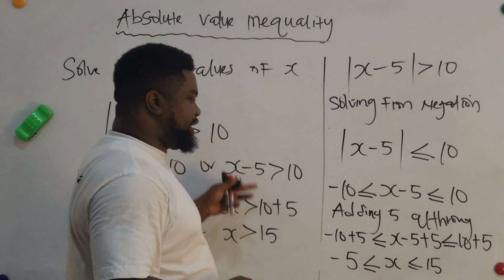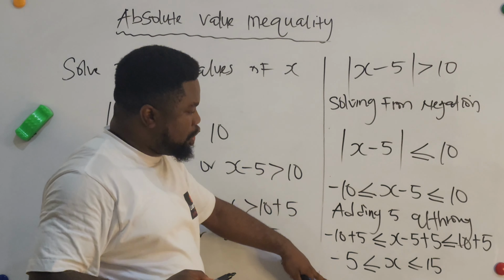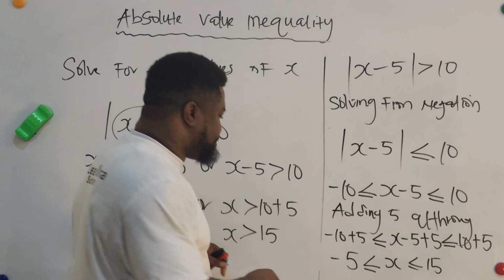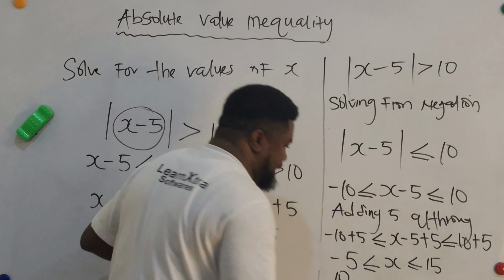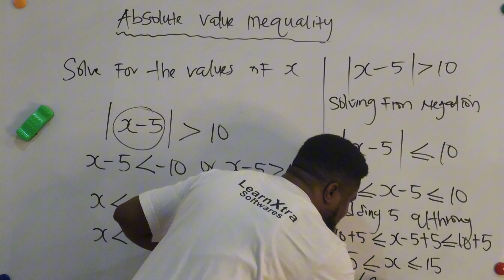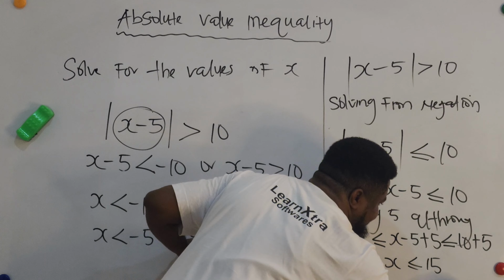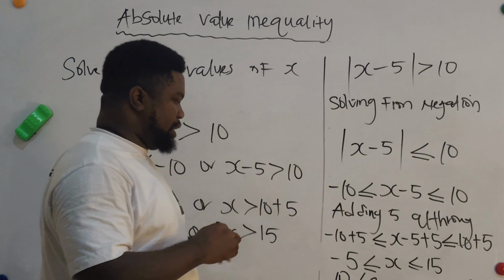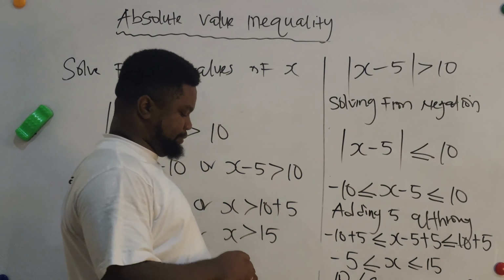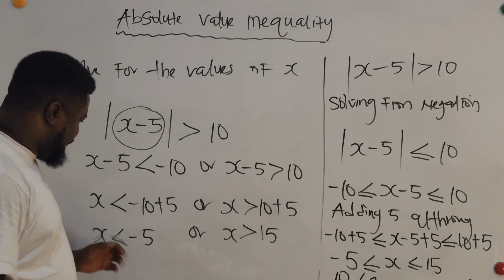Now, you negate the answer. You negate the question. When you get the answer, you now negate the answer. If you can't negate the answer, you can say all real numbers apart from minus 5 less or equal to x less or equal to 15, provided you are dealing with real numbers. Here can also be your answer. So numbers that are not here are the numbers we have here.